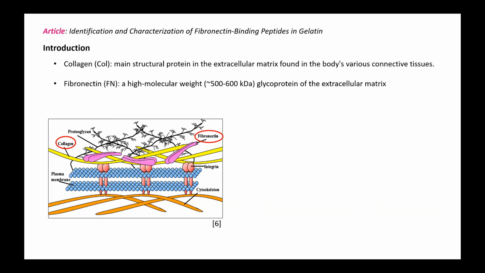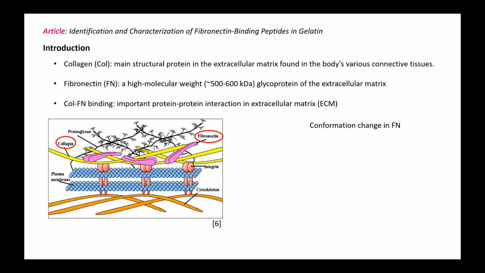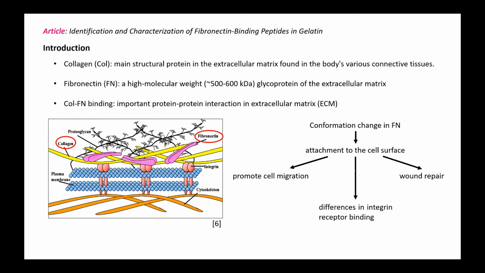The second object of the research is fibronectin, or FN. It's a glycoprotein and also a component of the ECM. In the ECM, the conjugation of collagen and FN has important biological significance. The binding of collagen to FN could cause a conformation change in FN, leading to various biological responses, such as attachment to the cell surface to promote cell migration and wound repair, as well as differences in integrin receptor binding. Consequently, the study of collagen and FN binding sites is key to some relevant biological interactions.